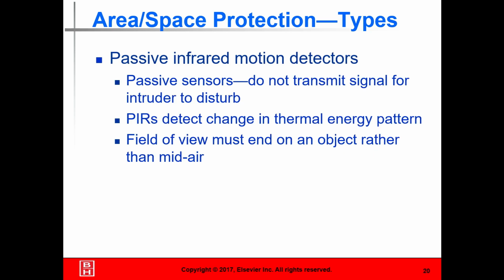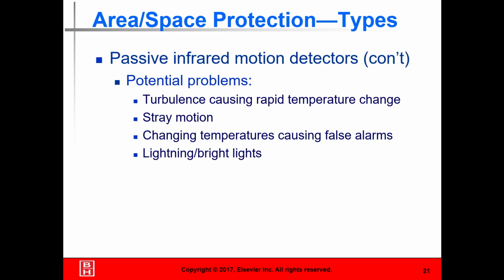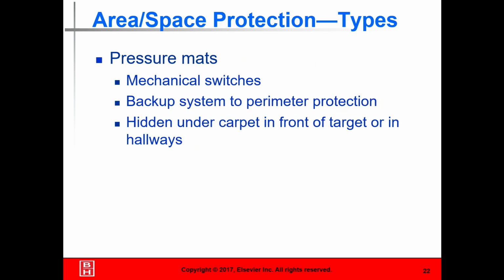Passive infrared sensors do not transmit a signal for the intruder to disrupt. Rather, the intruder is detected by the source of moving infrared radiation. Some problems: turbulence and draft, stray motion, drapes blowing, changes in temperature, and lighting can also cause these.